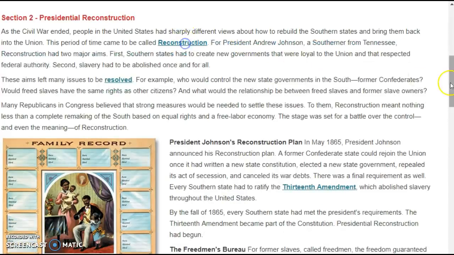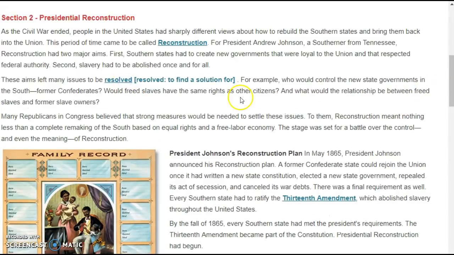For President Andrew Johnson, a Southerner from Tennessee, Reconstruction had two major aims. First, Southern states had to create new governments that were loyal to the Union and that respected federal authority. Second, slavery had to be abolished once and for all. These aims left many issues to be resolved to find a solution for.